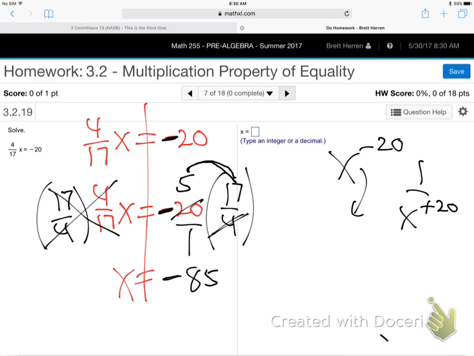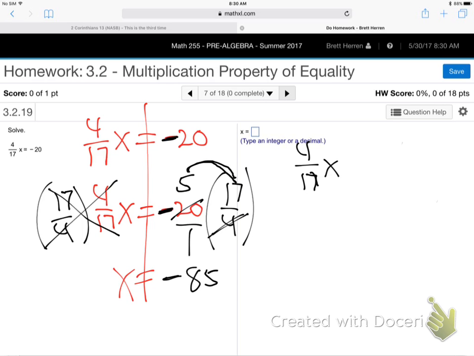I think I get what he's saying. Yeah, because 4 over 17 is multiplying x, right? Right. I think I get what you're saying. Let me write that. Are you saying look, it's 4 over 17 multiplied? Yes. So really, your x will be equal to minus 20 divided by 4 over 17.